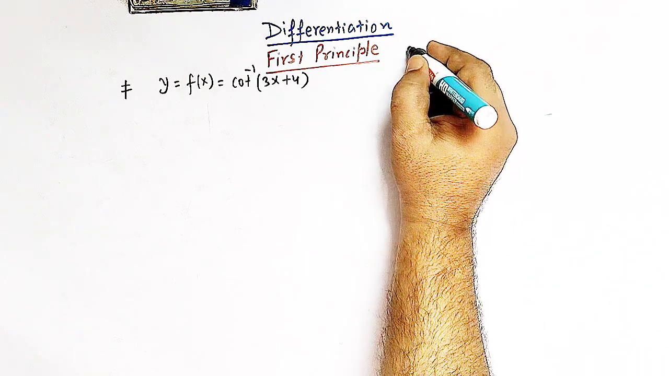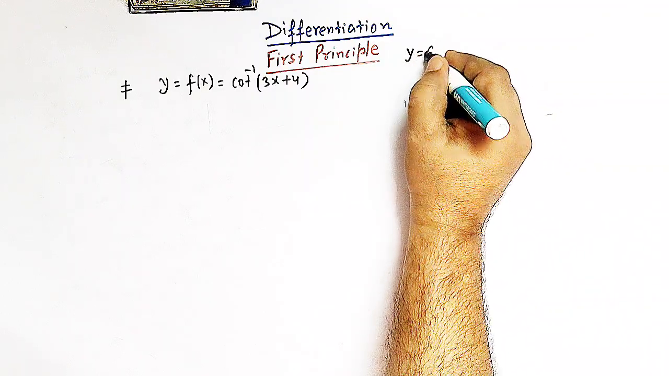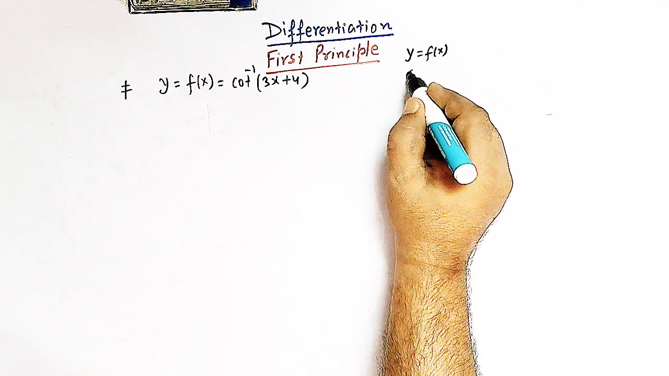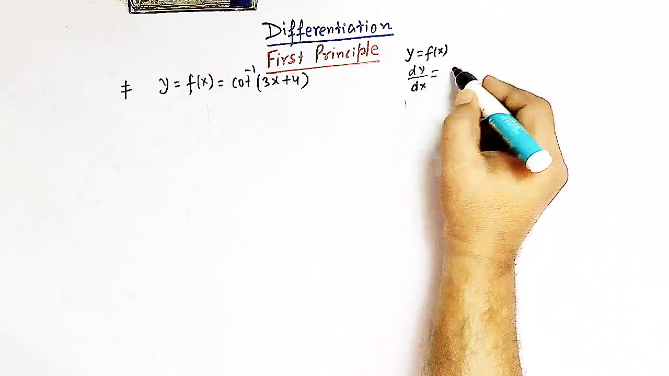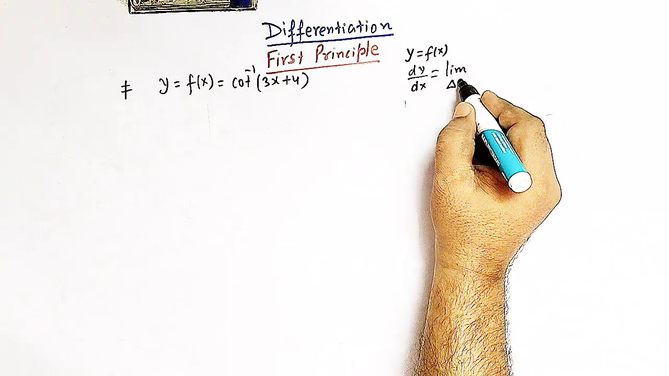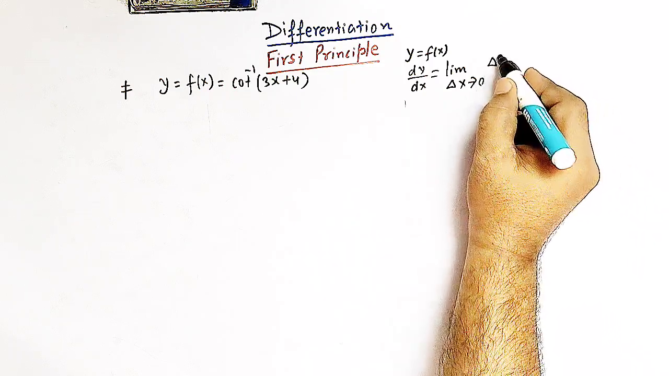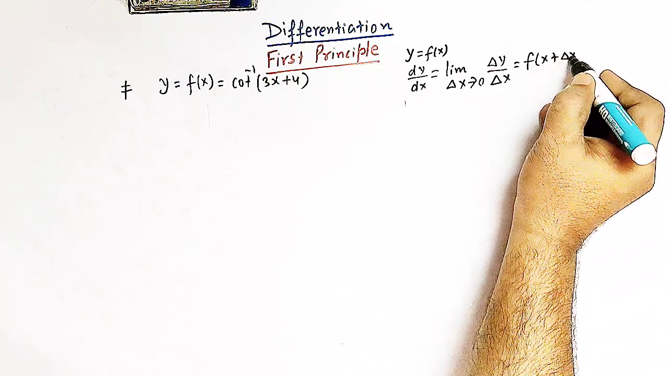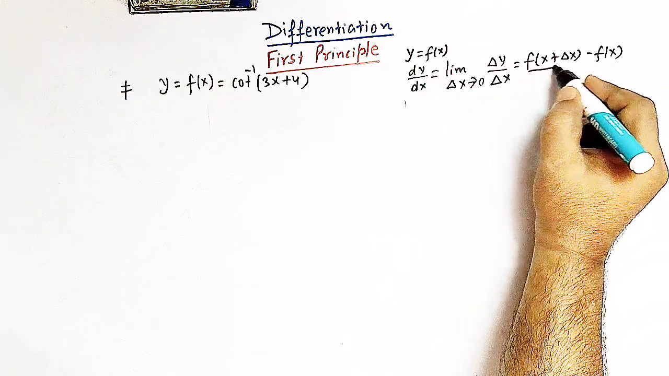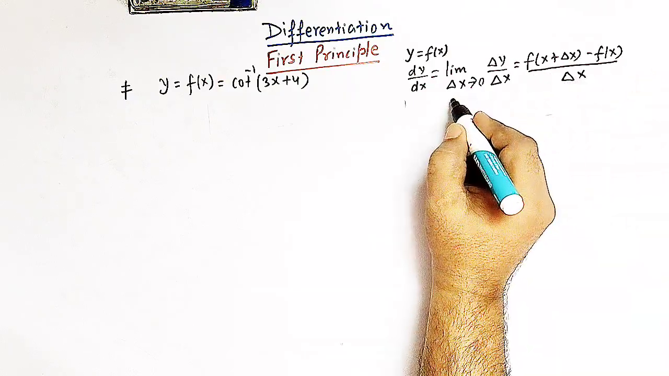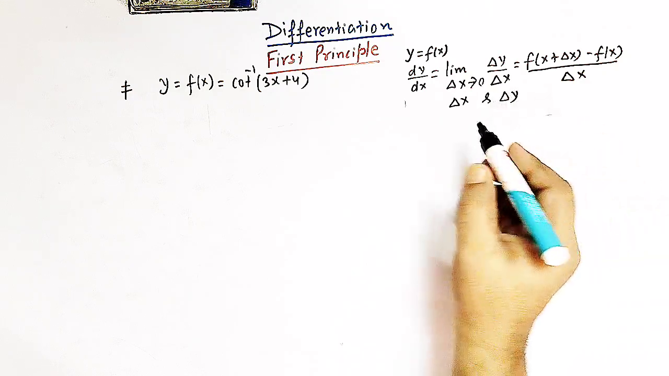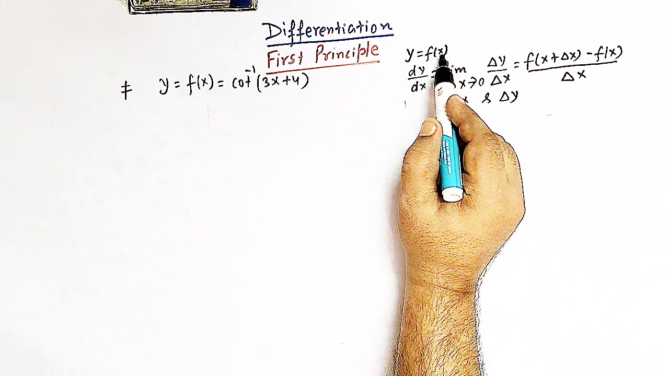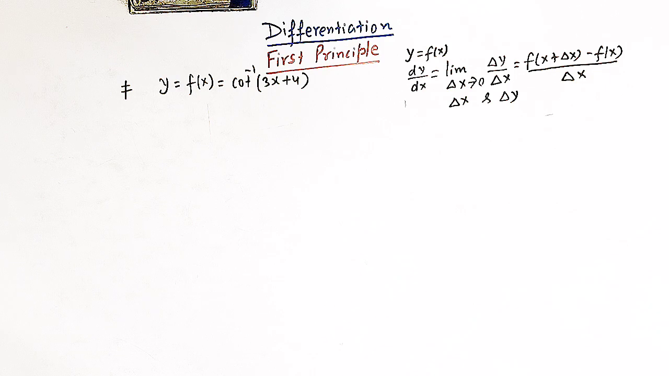Now see, if we have a function, say y is equal to f of x, and the derivative of y with respect to x is given by dy over dx, and dy over dx is given by this limit, that is limit delta x tends to 0, delta y over delta x, and this is f of x plus delta x minus f of x divided by delta x, where delta x and delta y are the small increments in x and y, right, where x is our independent variable and y is our dependent variable.